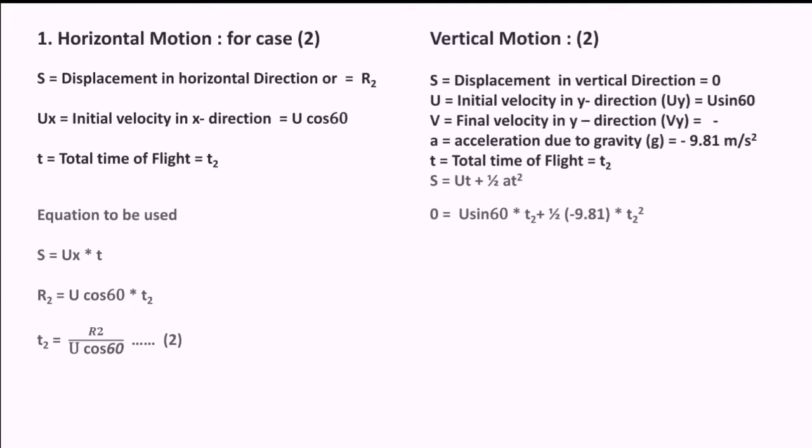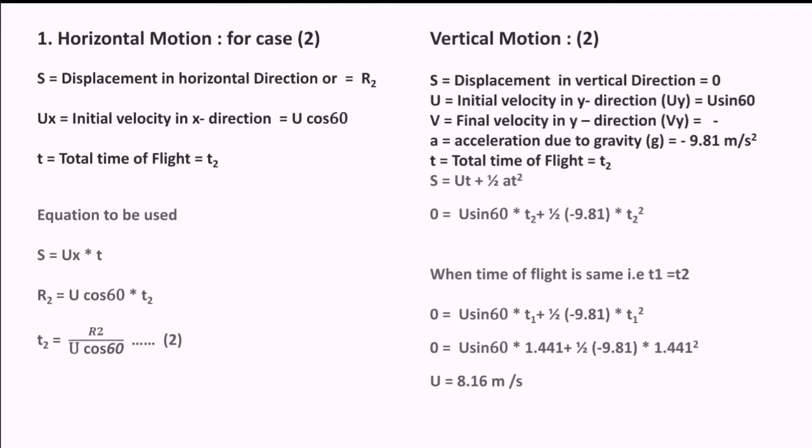Now in the question the condition was given that find the velocity such that the time of flight is same. So in place of T2 I can write the value of T1. The value we have found out for T1 is 1.441 seconds. Substituting this value of T1, I will get the answer for U as 8.16 meter per second for case 1 when the time of flight is same for both the cases.